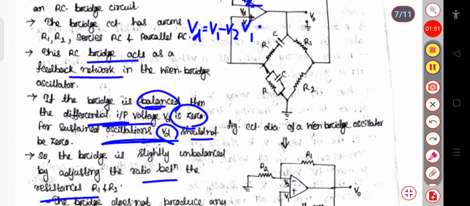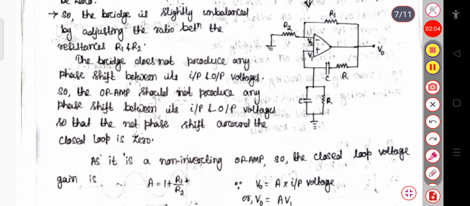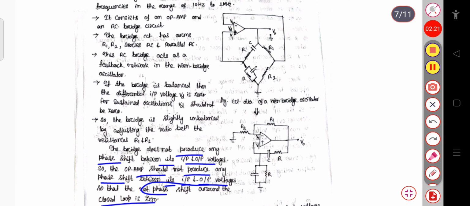So now you can see here, if we want to unbalance this RC bridge circuit, then simply we have to adjust the ratio between these resistors R1 and R2. And the bridge doesn't produce any phase shift between its input and output voltages. So the operational amplifier should not produce any phase shift between the input and output voltages. So the net phase shift around the closed loop will be 0. So you can see here the equivalent diagram.